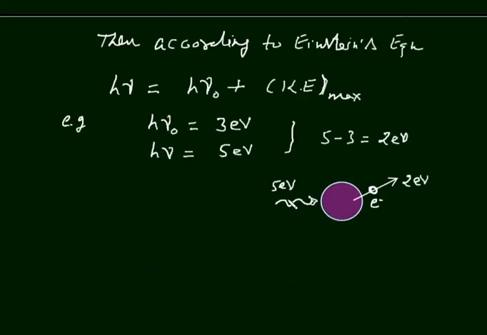Students, you can see here, this 5 electron volt of energy is incident over the surface of this metal, and the required energy for photoelectric effect is 3 electron volt. So 3 electron volt, this much energy is required to eject out the photoelectron. So what about this 2 electron volt? This 2 electron volt of energy is carried by electron. This is photoelectron.